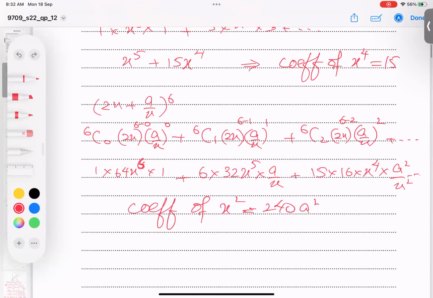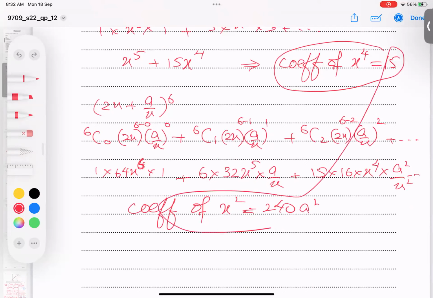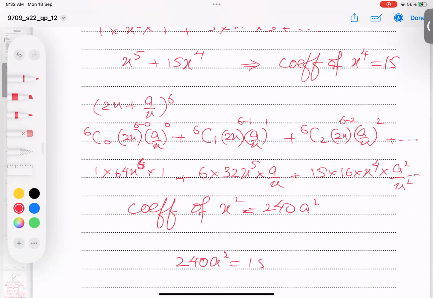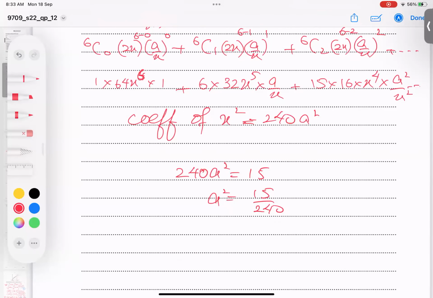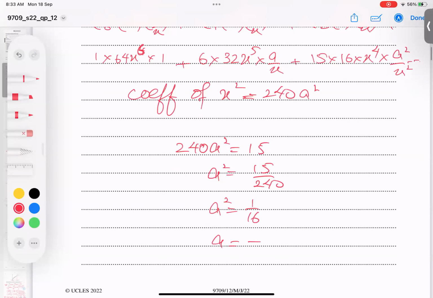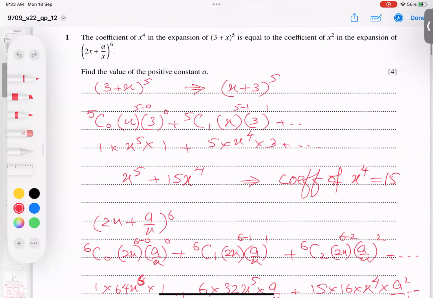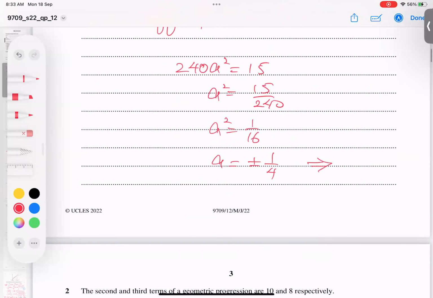According to the statement, he said that they're equal. So this coefficient and this coefficient are equal to each other. Let's put them equal to each other. First of all, 15 over 240, and then take the root. When I divide, what we get is 1 by 16. So a squared is equal to 1 over 16. I take the root of that and have two answers, plus and minus 1/4. But exactly, he's asking here for a positive constant, so we have to leave the negative sign and take the positive.